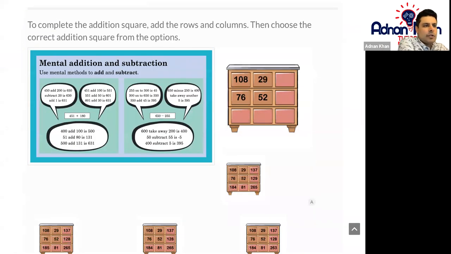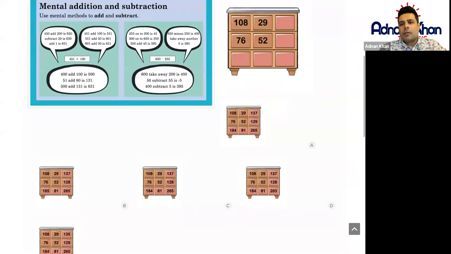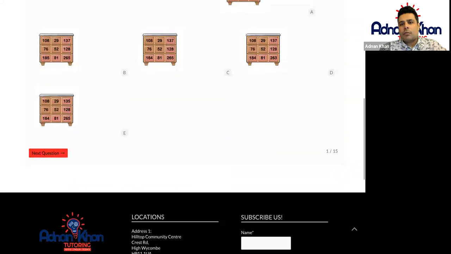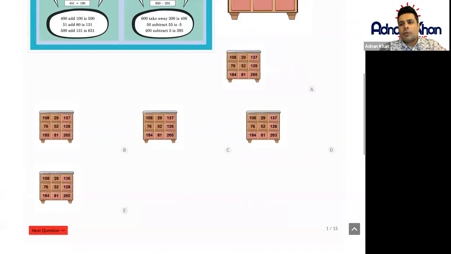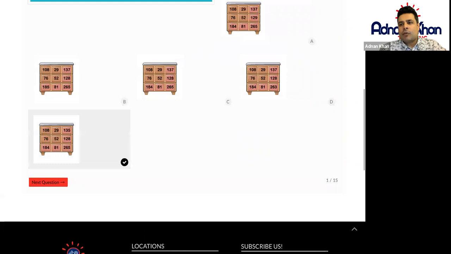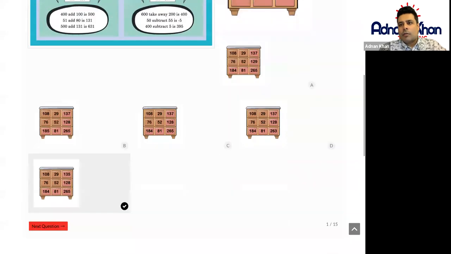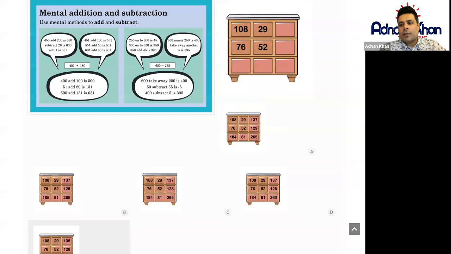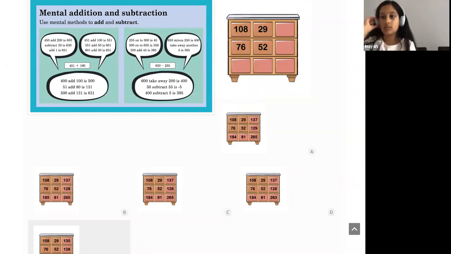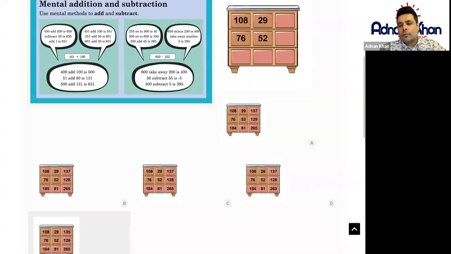Okay, I think we're going to start with you, Jenna. You were next. So in this case, to complete the addition square, add the rows and columns together, then choose the correct square of what it's going to be. So, this is A, this is B, this is C, this is D, this is E. Because there wasn't enough space, they've all been spaced out. So I'll just leave the big one for you first that you can see. Take your time.